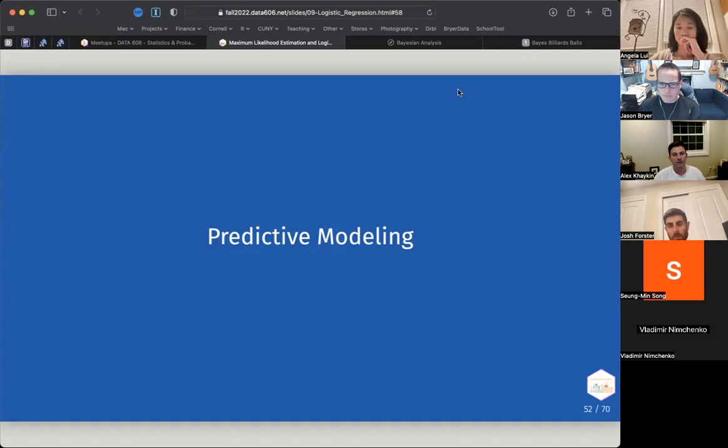But when we go to predictive modeling, how we evaluate models is going to change a little bit. So that's what I want to introduce.